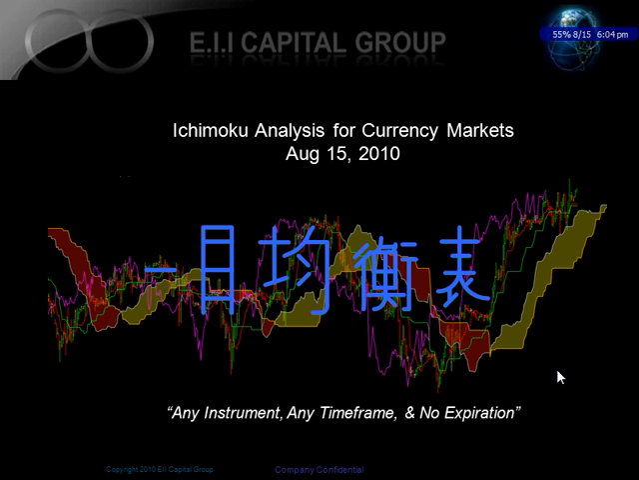This is the weekly Ichimoku analysis for the currency market. This is presented by EII Capital Group.